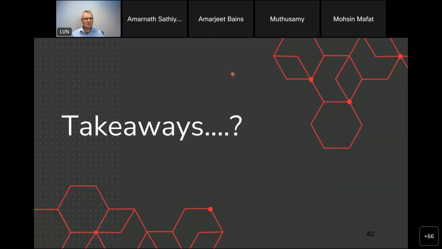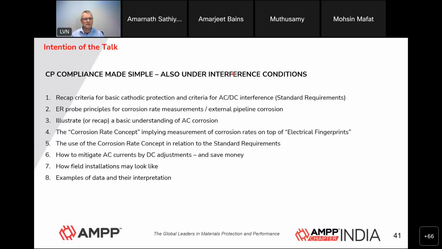So as I'm coming to the end, I hope that I have made an illustration that CP compliance can be made quite simple also under interference conditions. If you apply a corrosion rate sensor, it will simplify rather than complicate the measurements, and it's very easy and straightforward to use.